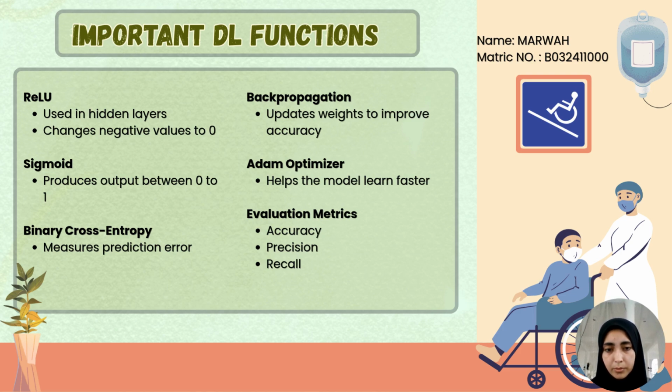The binary cross-entropy loss function is used to measure the difference between predicted results and actual results. A lower loss value indicates better model performance. The model is then improved using backpropagation, which updates the network's weights based on prediction errors. In addition, the Adam optimizer helps the model learn more efficiently and reach better accuracy. And finally, we evaluate the model using metrics such as accuracy, precision, and recall to determine how well the model predicts stroke risk.